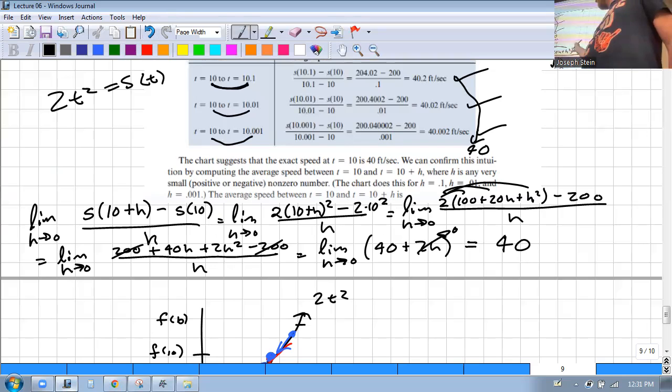Right? You're always going to get an expression, and the trick is to figure out how to get the H on the bottom to go away so you can get a number. Right? So this told us what the instantaneous speed is at 10. It's 40 miles per hour or whatever, feet per second, 40 feet per second. Okay.